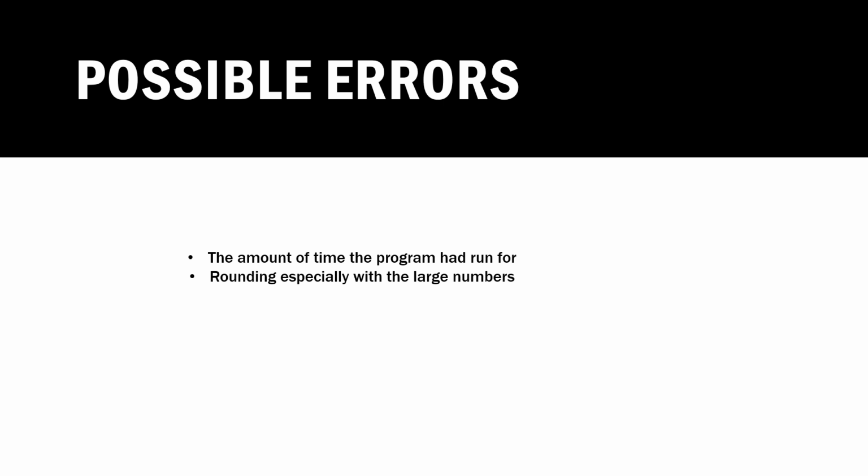Some possible errors would be that in the first part, I did not let the program run for enough time or did not have a small enough time interval, therefore changing the average mass that we used to find the mass of the black hole. In the second part, we could have used different rounding, especially with the large numbers, resulting in different decimal points.